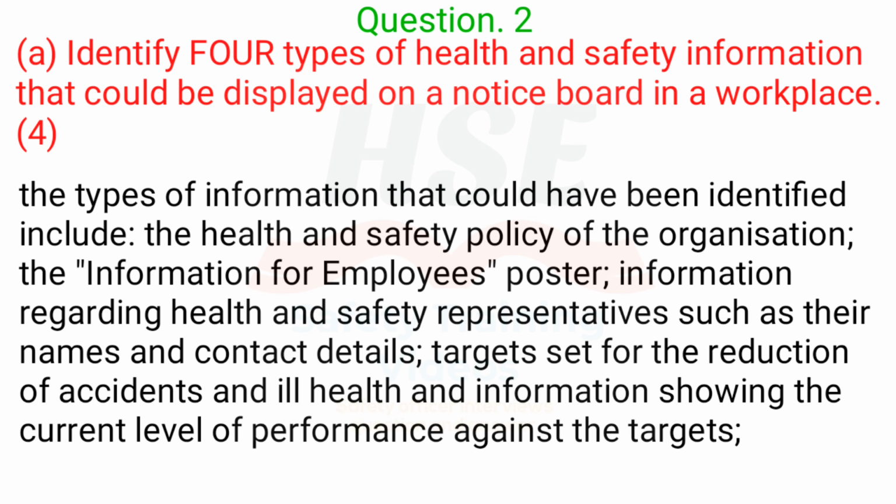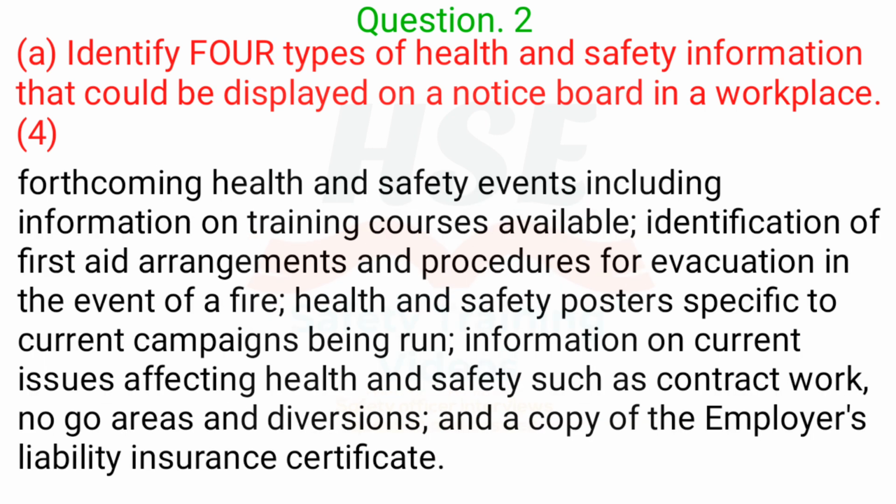reduction of accidents and ill health and information showing the current level of performance against the targets, forthcoming health and safety events including information on training courses available, identification of first aid arrangements and procedures for evacuation in the event of a fire, health and safety posters specific to current campaigns being run, information on current issues affecting health and safety such as contract work, no-go areas and diversions, and a copy of the employer's liability insurance certificate.